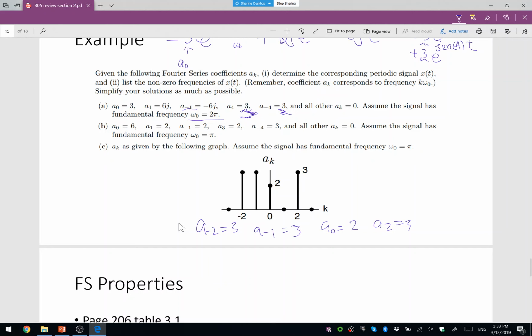Do we need to draw the graph in the end? Based on the problem, usually you do not need to. Like xt, usually you don't need to draw xt. It's a little bit complicated. But ak, sometimes you might need to draw ak.